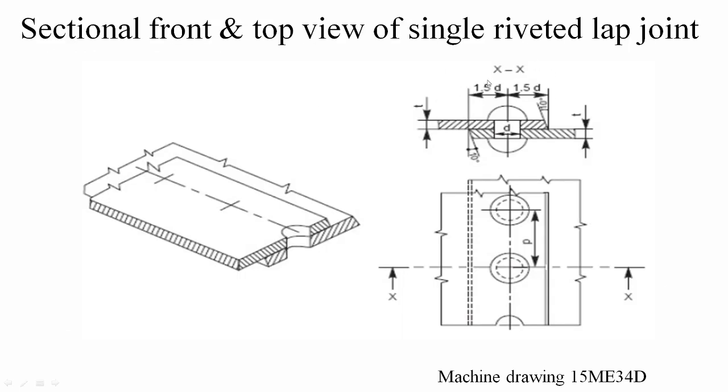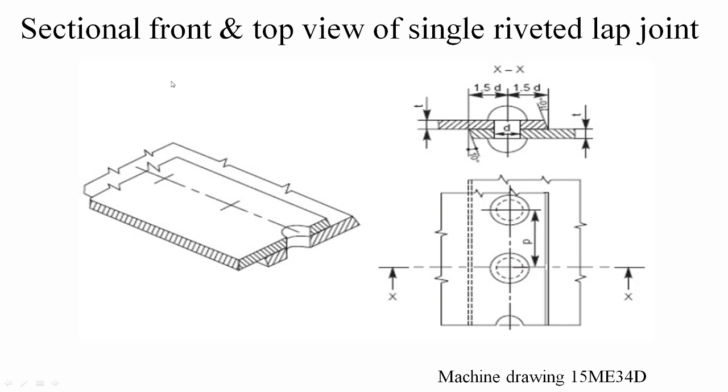These are some formulas which we have discussed earlier. This is 1.5 D, the distance from the center of the rivet to the edge of the plate. Here, D is the diameter of the rivet, this radius is the radius of the snap head or rivet head, this is the thickness of the plate, and this is the pitch, the distance between the centers of the two rivets.